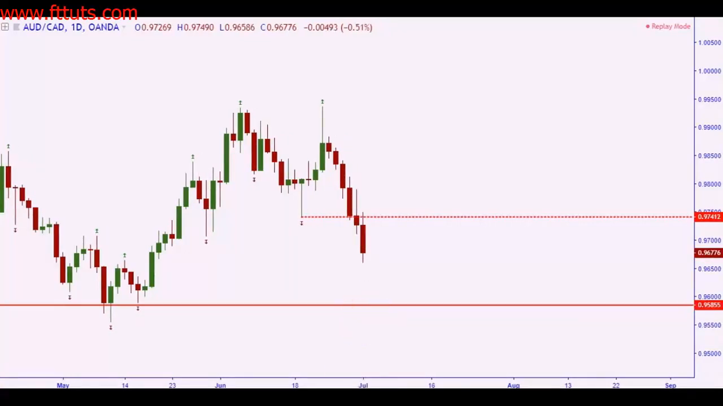The market broke lower, so this is where I would enter my trade short, and then it continued, and then we would let the market do what it's going to do.